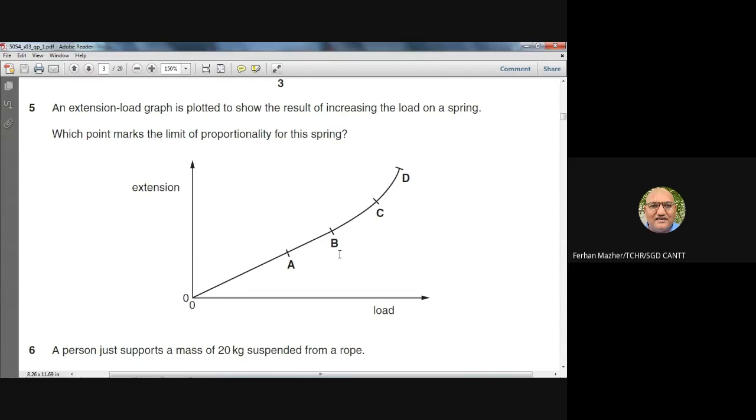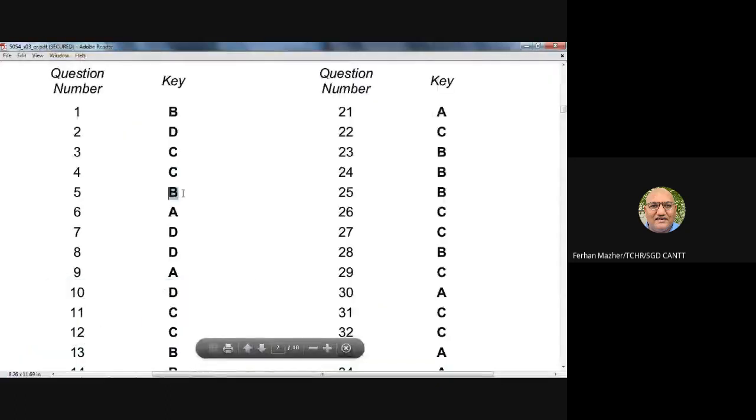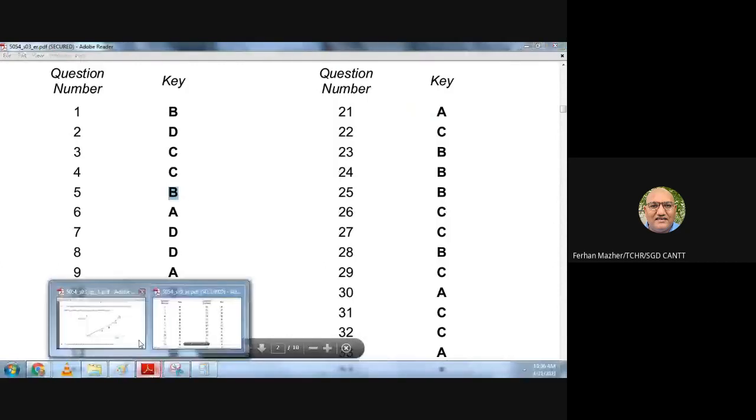If you look carefully, I think till B, the graph is a straight line, and after B, the graph has become a curve. So B is the limit of proportionality. So question number 5, B is the answer, and our answer is right. Okay, so let's move to the next question.